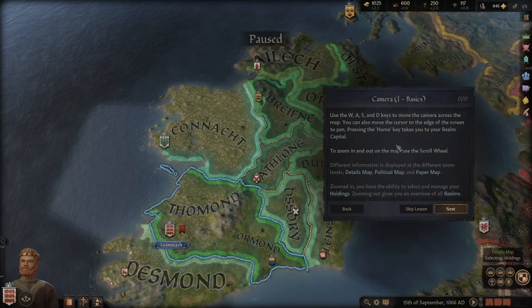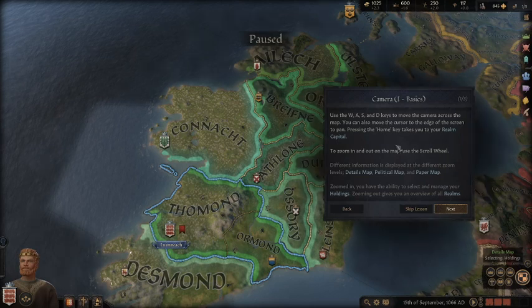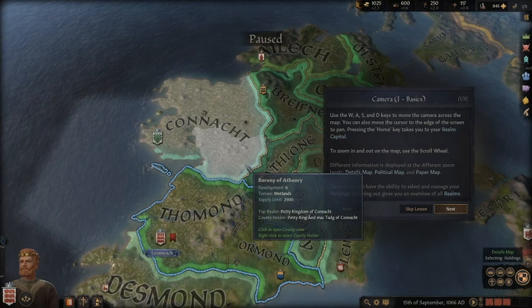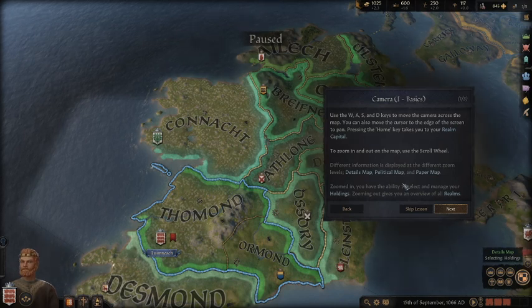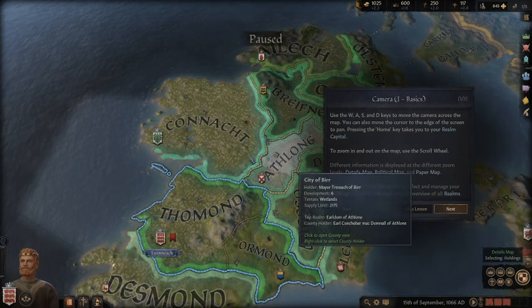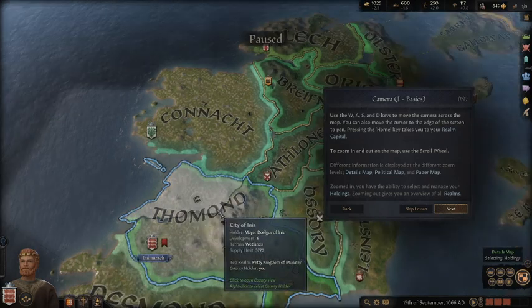Use the WASD keys to move the camera across the map. You can also move the cursor to the edge of the screen. Pressing the home key takes you to your realm capital. To zoom in and out on the map, use the scroll wheel. Different information is displayed at different zoom levels: detailed map, political map, and paper map. Zoom in and you have the ability to select and manage your holdings.